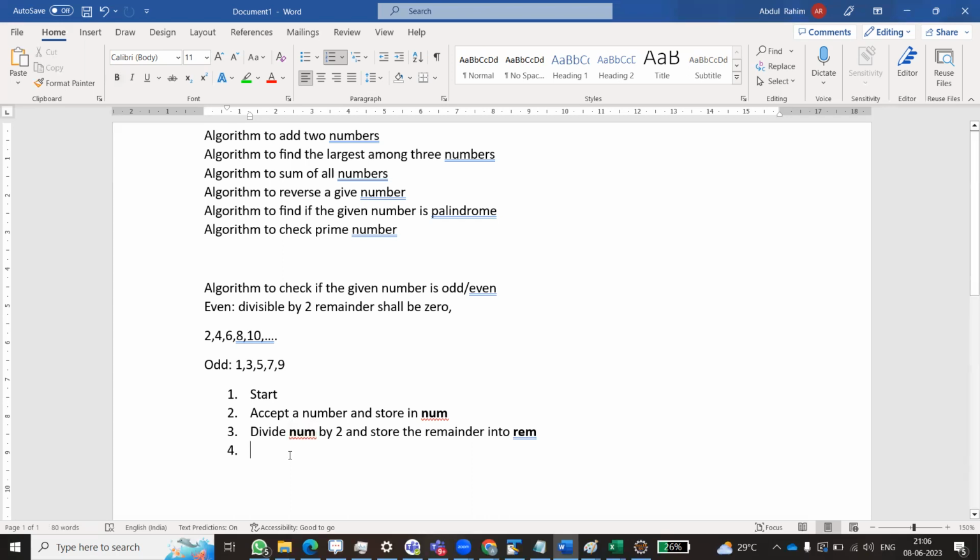Now what we are going to do is check if the remainder value is 0. Display as even. Else, if it is not 0, display as odd. Does it make sense? Is it complete, or should we execute with scenarios?